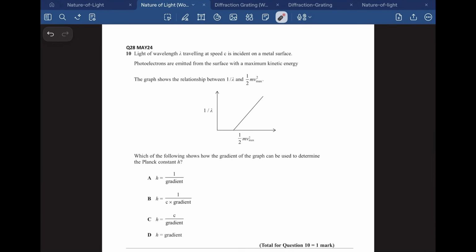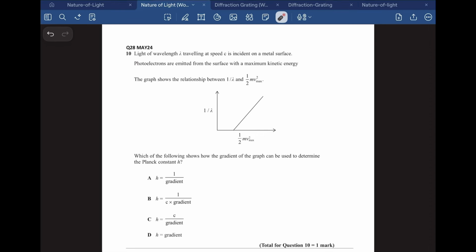Alright guys, now let's solve this. It says light of wavelength lambda traveling at speed c is incident on a metal surface. Photoelectrons are emitted from the surface with a maximum kinetic energy. The graph shows the relationship between 1 by lambda and half mv square. Which of the following shows how the gradient of the graph can be calculated to determine Planck's constant h?